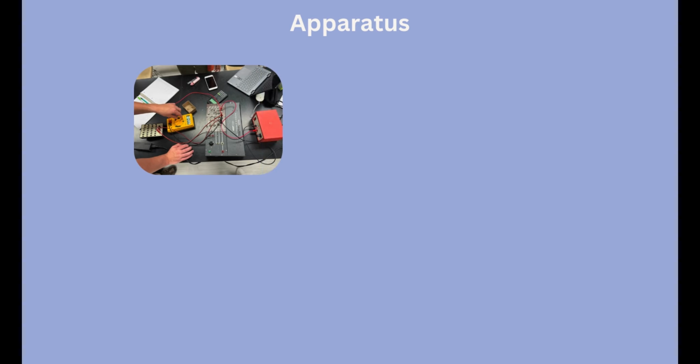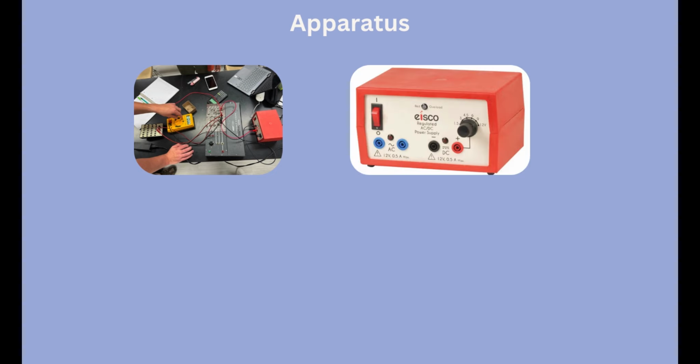So let's get started. To do this experiment, we'll need a few things. First, we need the Wheatstone Bridge circuit. This is the main tool we'll use. It's like a special circuit that helps us balance the electric flow. And we need a power supply. This is like a battery. It gives the circuit the energy it needs to work.